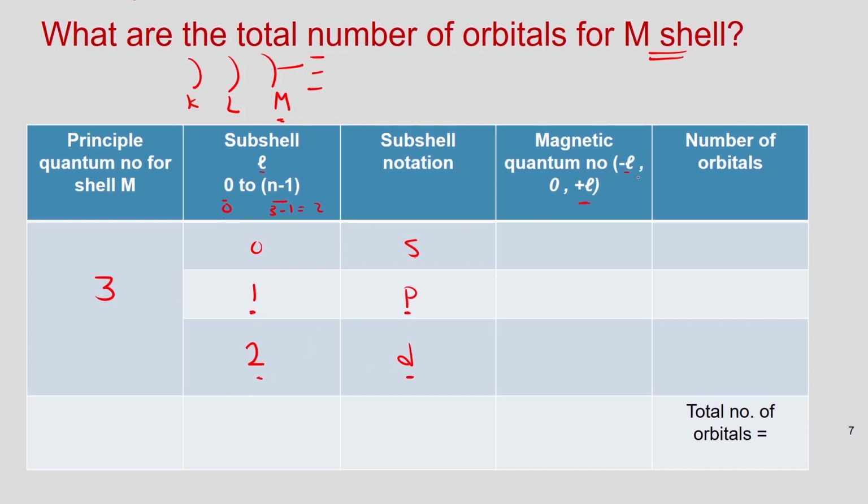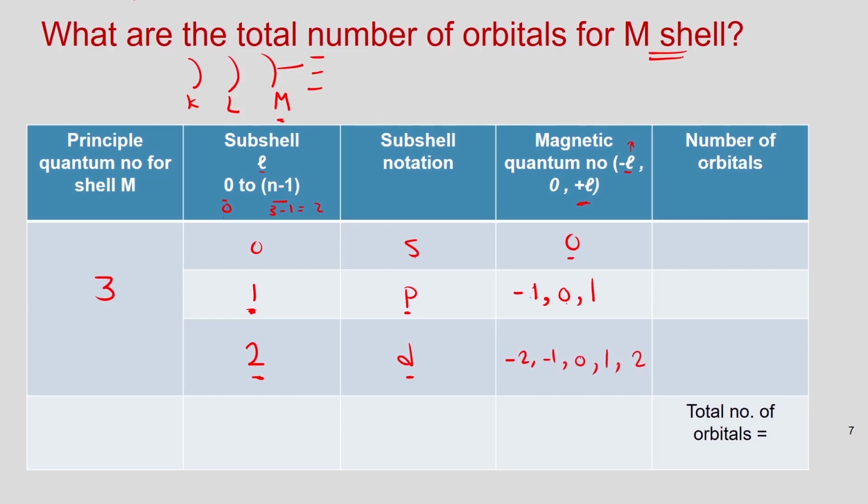The magnetic quantum number runs from -L to +L. This means for 0 it is equal to 0. For 1 it is -1, 0, and 1, because here I will just substitute the L with 1. Now for the 2, I will substitute the L with 2. So it runs from -2, -1, 0, 1, and 2.